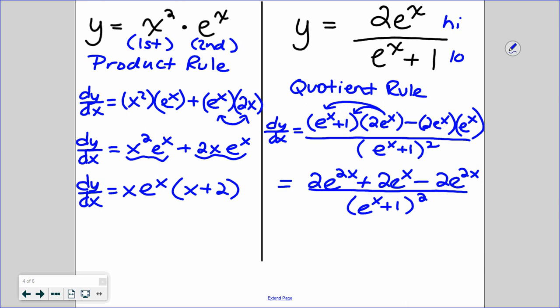Actually, no, I'm sorry, we can do some simplifying. We've got 2e to the 2x minus 2e to the 2x. Those are going to cancel out. Okay, so that was kind of nice. So we'll get 2 times e to the x over (e to the x plus 1) squared. There we go.